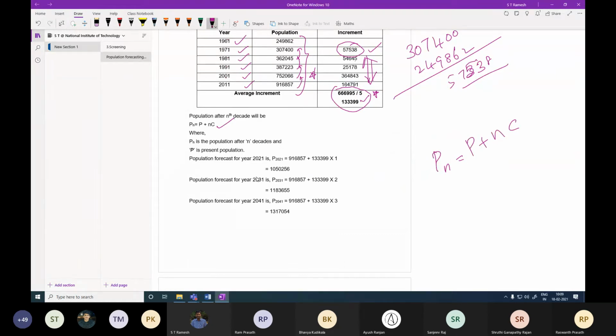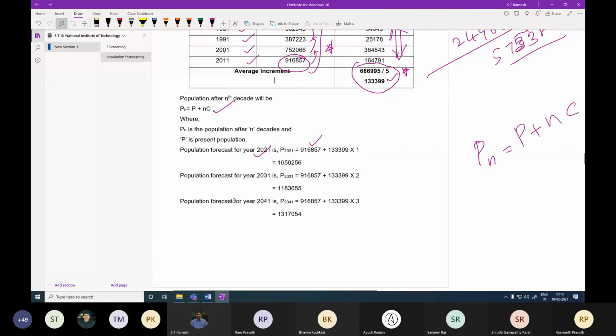Okay, so very simple. And 2021 is equal to base population, that is 9 lakhs 61,000, 9 lakhs 16,857 plus 1 decade of this value, and 2 decades of this value. So please make a note on this. Everything is based on Pn is equal to P0, that is the initial value, P0 plus N into C value. N is equal to the number of decades: first decade, second decade, and third decade after 2011.